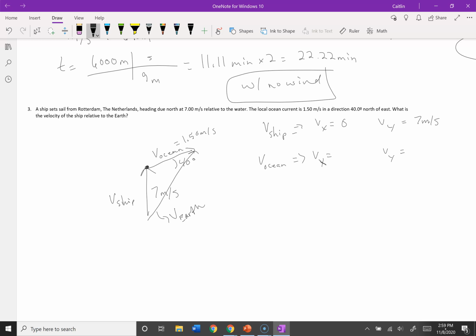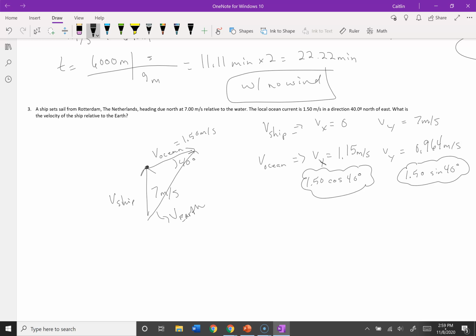Remember that in order to calculate these, we do 1.5 times the cosine of the angle, and then 1.5 times the sine of 40 degrees. Just a little dream bubble to remind you of how to do component vectors. For the x component, I get 1.15 meters per second. For the y component, I get 0.964 meters per second. I'm going to double check that my mode is still correct.